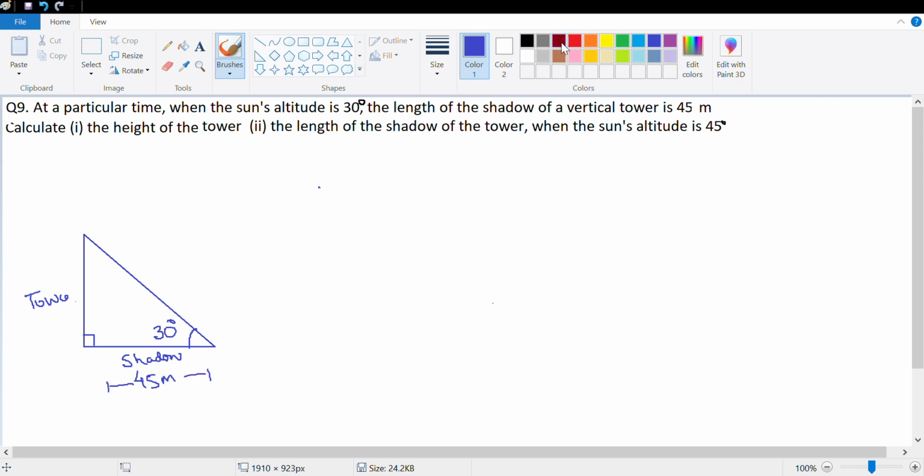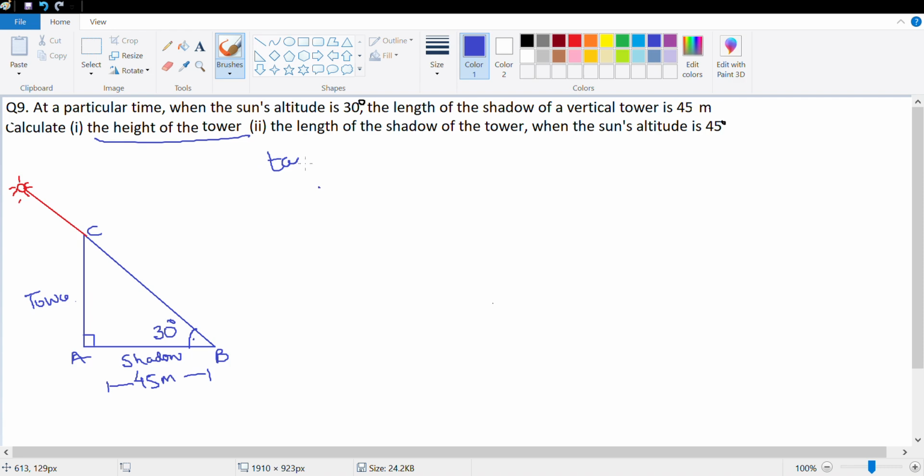Perfect. So where's the sun? Sun is somewhere here, and this is the angle of elevation that it's making. Perfect. So this is basically a straight line, and let's give them some names. So this would be A, B, and C. Next, we need to find the height of the tower. So this angle is given. I need to find the height of the tower.